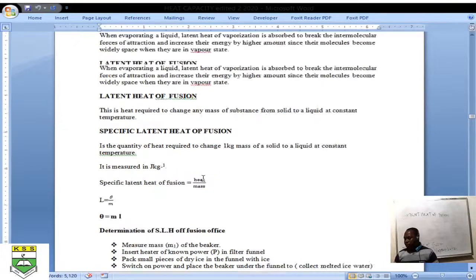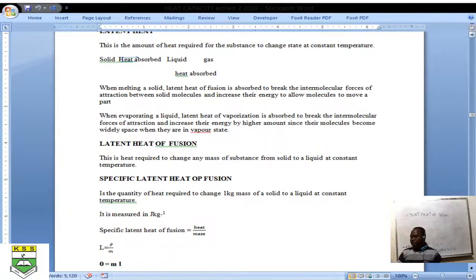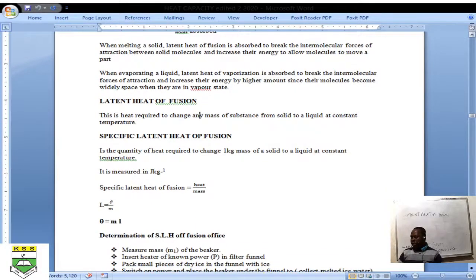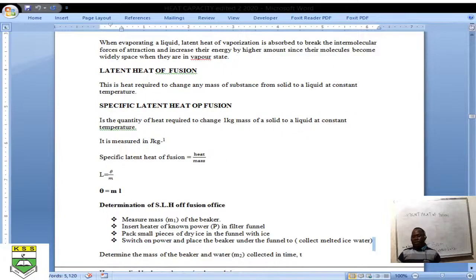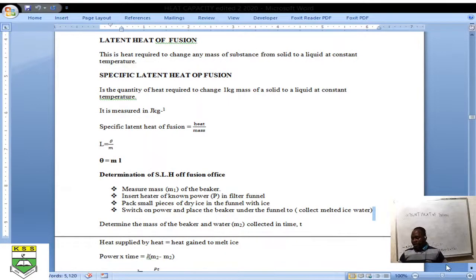Now, the latent heat of fusion, we are saying that this is the heat required to change any mass of a substance from solid to a liquid at a constant temperature. Hoping you can see it on my notes there. I'm trying to project them. Then, that is the latent heat of fusion.